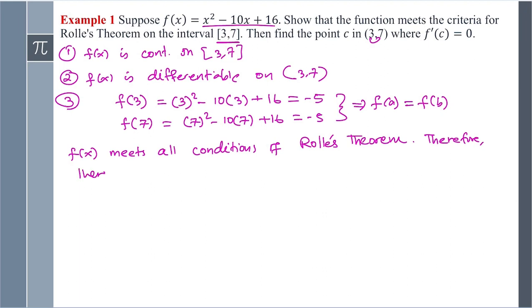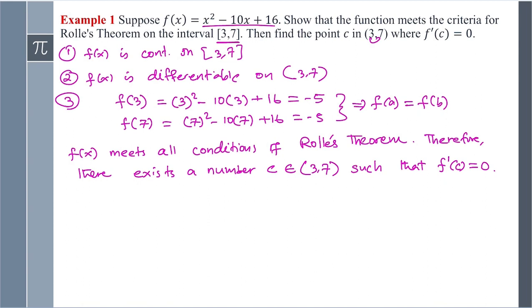Okay, so therefore, there exists a number c in the open interval (3, 7), such that f prime at c must be 0. So basically what we need to do now is, since it satisfies all the conditions of Rolle's theorem, we are going to find the derivative, and we set it equal to 0 to find that point c.